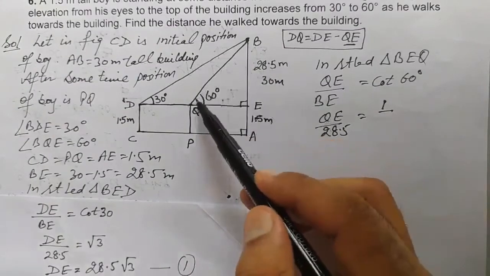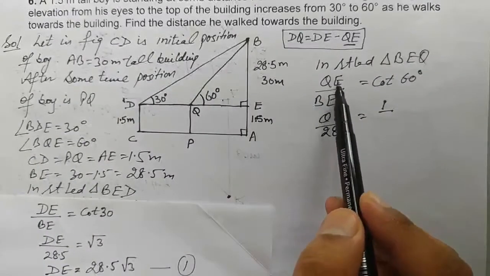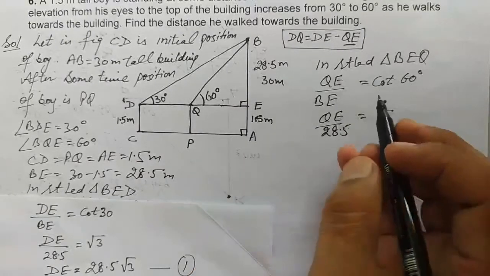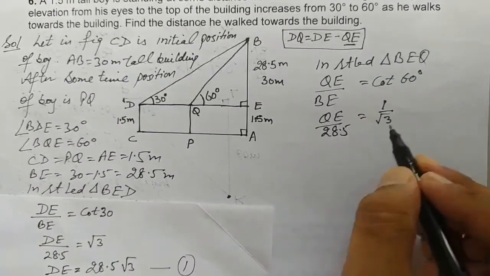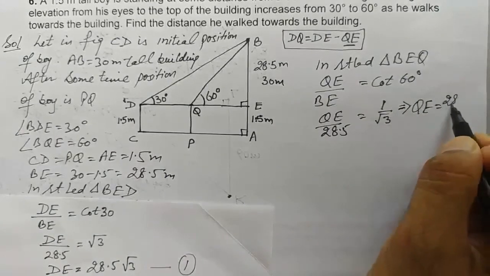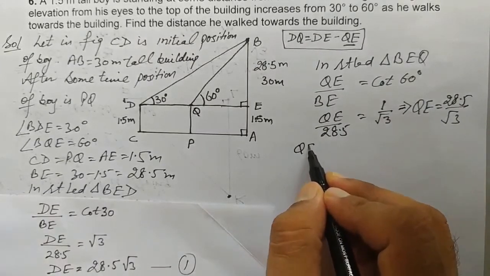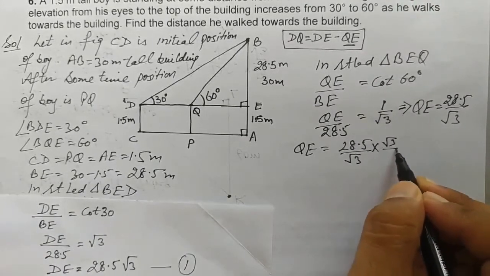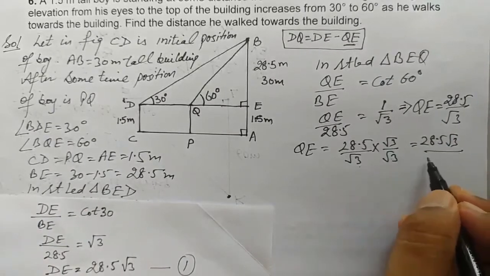Now in the small right angle triangle BEQ, we will find out QE. So QE in the numerator and BE in the denominator is equal to, again, cot of the angle 60 degrees. So QE over 28.5 is equal to cot 60, which is 1 by root 3. So now QE is equal to 28.5 in the numerator and root 3 down here. Now you can rationalize the denominator. So I'll multiply up and down by root 3. So this is 28.5 root 3 over root 3 into root 3, which is 3.